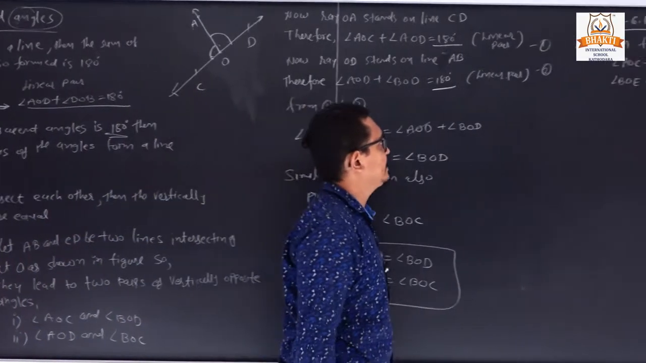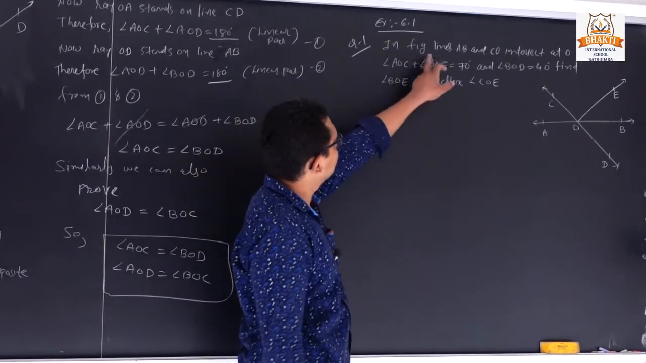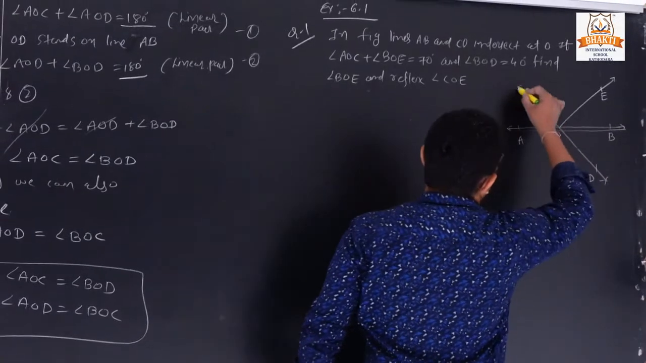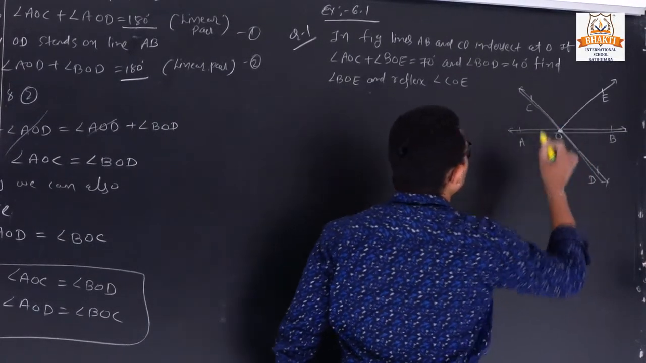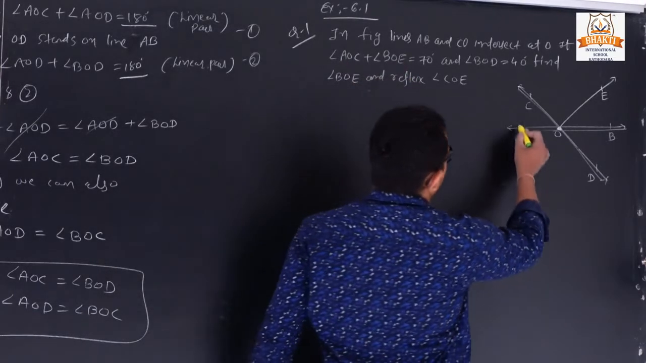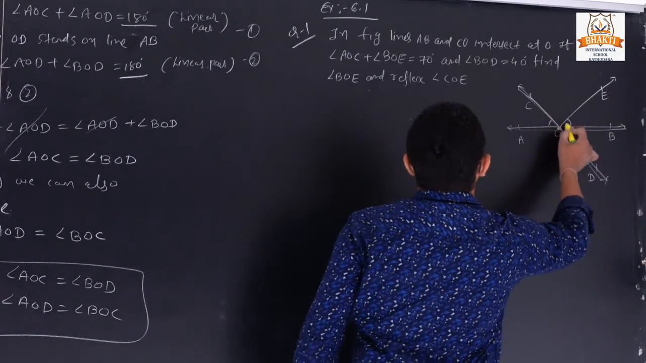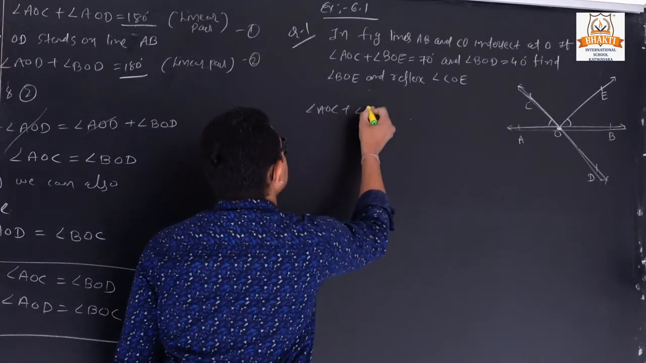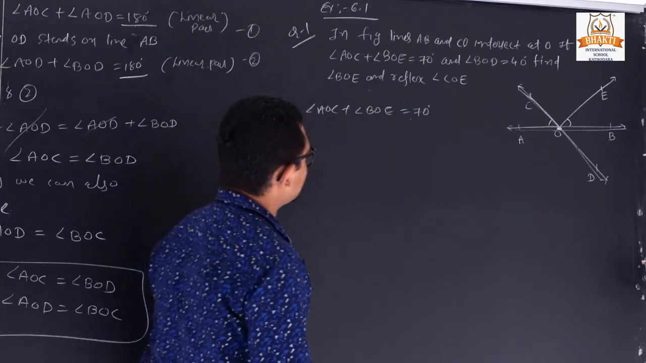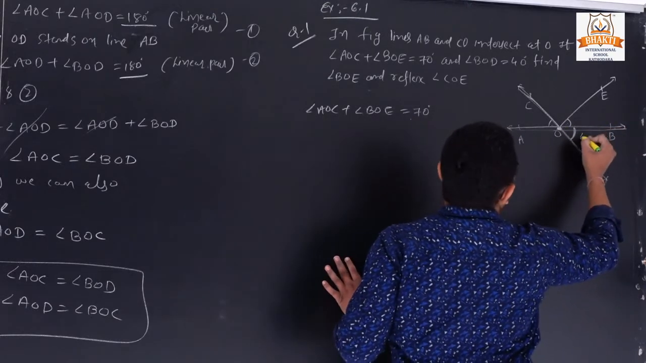So let's start our exercise 6.1, question number 1. In the figure, lines AB and CD intersect at O. So this is line AB and this is line CD, intersecting at O. The sum of angles AOC and BOE, this and this, is equal to 70 degrees. And BOD is also given: BOD is 40 degrees.